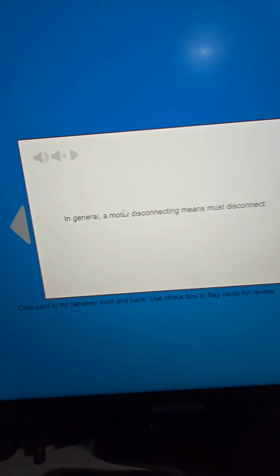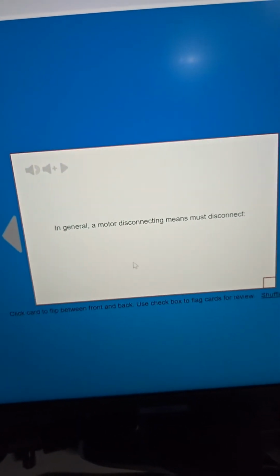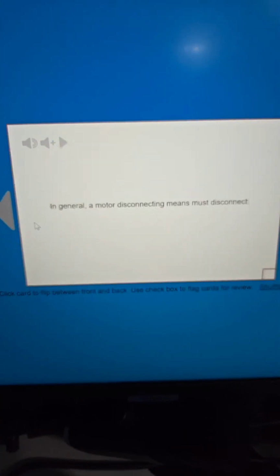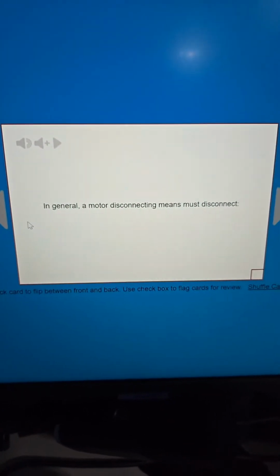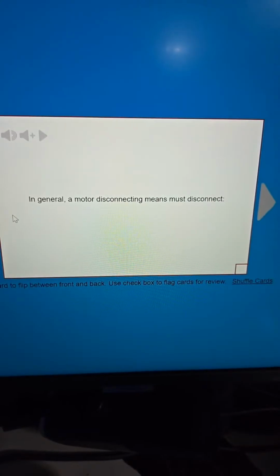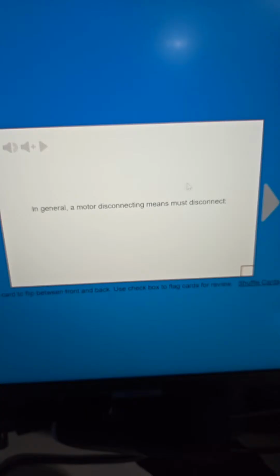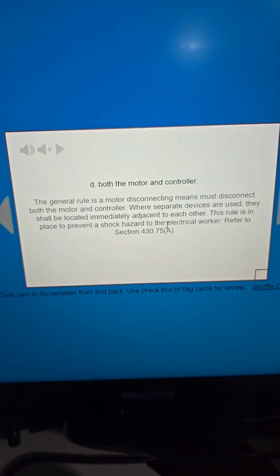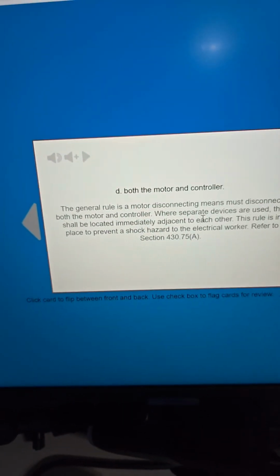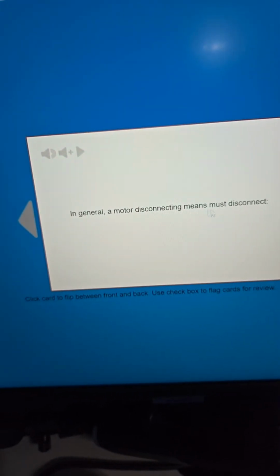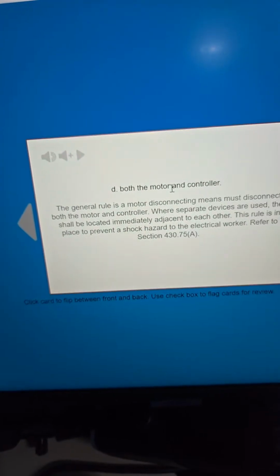In a general motor disconnecting means must disconnect all ungrounded conductors. Motor disconnect must disconnect all ungrounded conductors. Let's see. Both the motor and the controller. Okay. Let's see here. Motor disconnecting means must disconnect the motor and the controller.